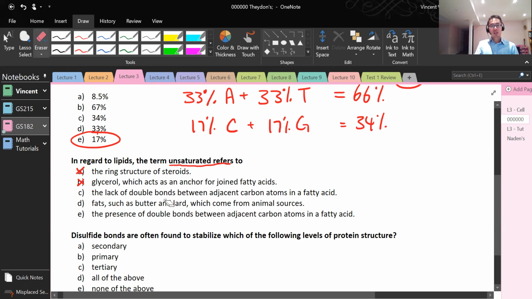The lack of double bond between adjacent carbons, that's not true. The unsaturated fat is the one that has the double bond. Fats such as butter and lard are examples of saturated fat, so that's also not true. And then the last one, the presence of double bond, that's the one we want to choose.